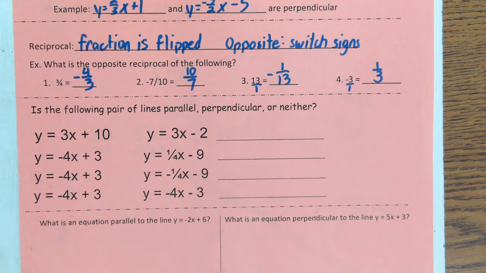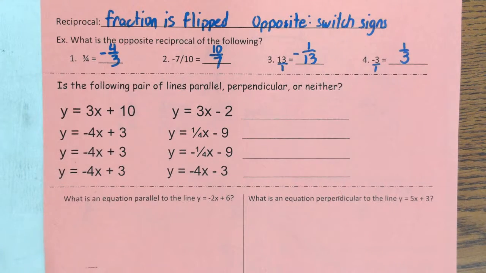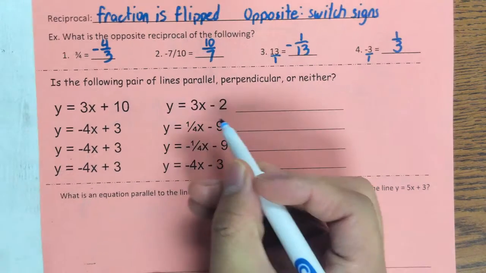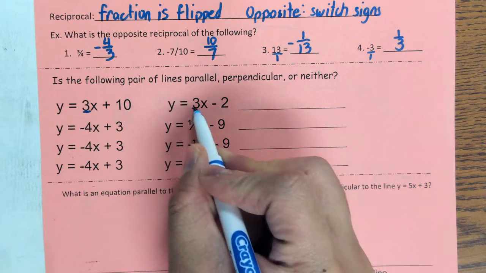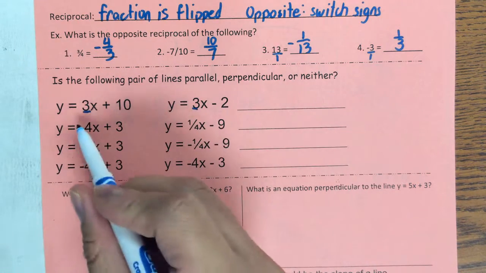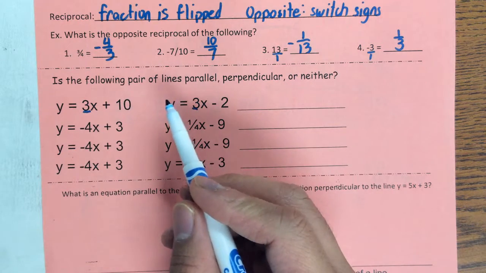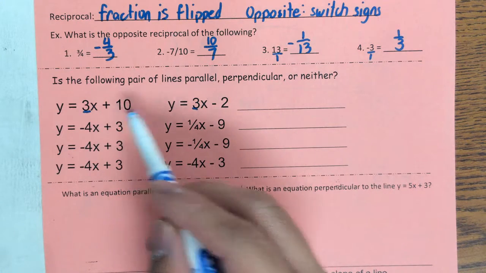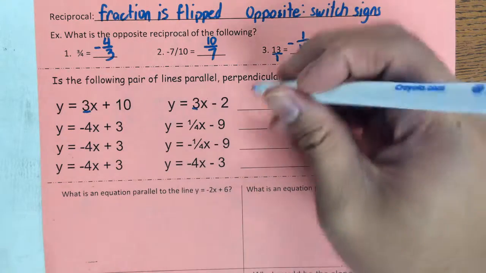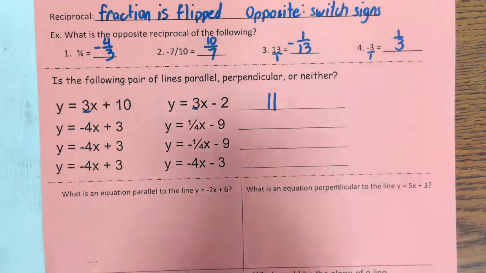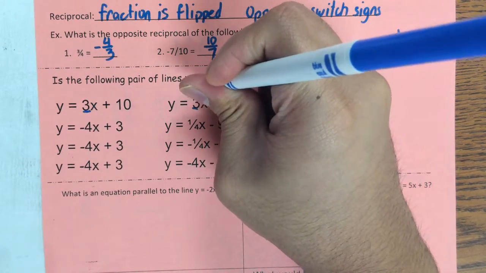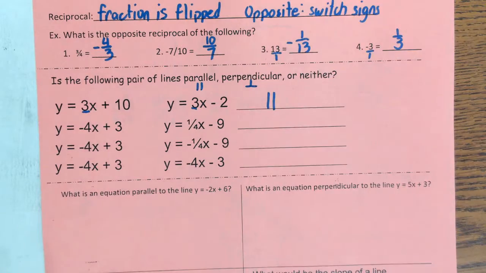So putting everything we've learned together, let's determine if the following lines are parallel, perpendicular, or neither. Number 1, compare the slopes of the two lines. Slopes are the same, and the y-intercepts are different. That makes it parallel. And I'll be lazy, so I'll just use symbols here. Parallel. Okay, there's a parallel symbol. This is the perpendicular symbol.